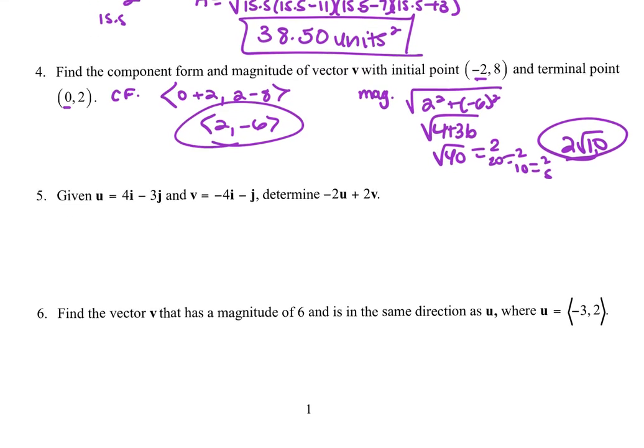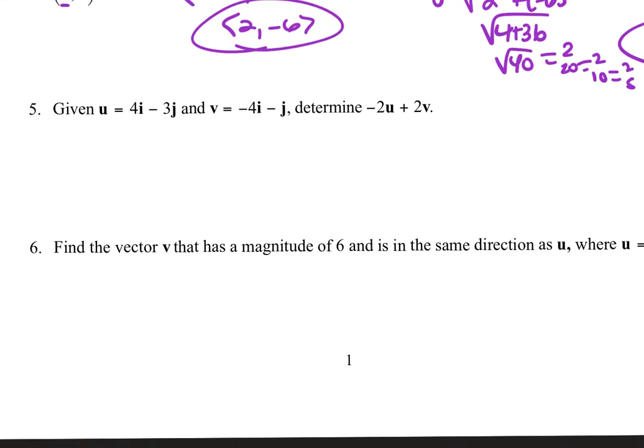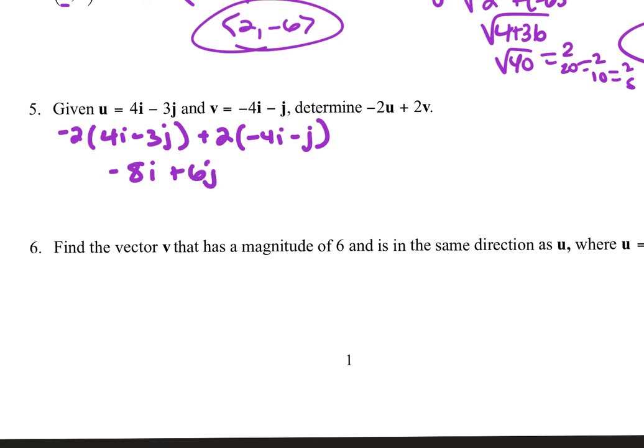Number 5 says, given u and v, determine -2u plus 2v. So the first thing I'm going to do is distribute the -2 to the u, and then add to it 2 times the v. So this would be -8i plus 6j minus 8i minus 2j. And then combine your like terms. Negative and negative is -16i. And then this was a negative, so this is a positive 4j.